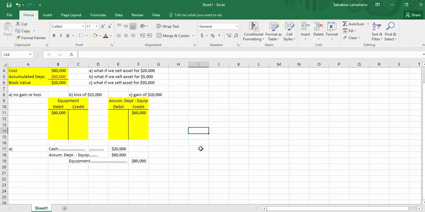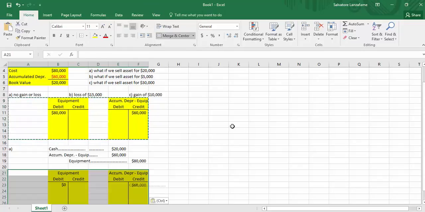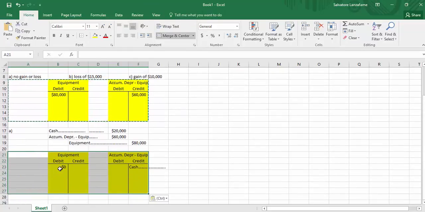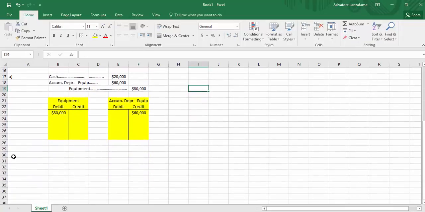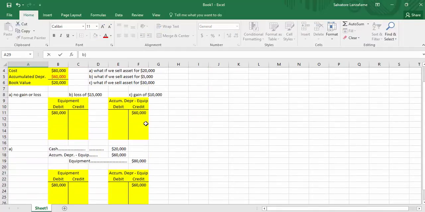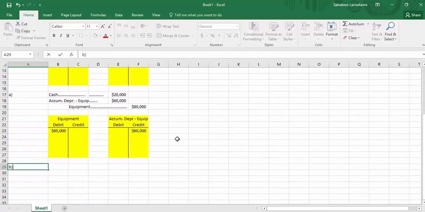Let's now go ahead and do scenario B. I'm just going to copy these down each time so that they're in our eyesight. Fill in those amounts one more time. There we go. Okay, so now scenario B. In scenario B, if you recall, we have a loss of 15,000. Why do we have a loss? Our asset was worth 20 and we only sold it for 5. So we have a loss of $15,000.